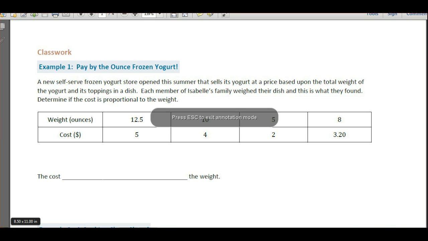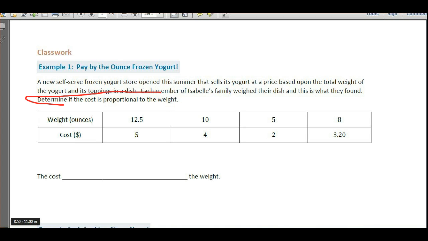Hopefully you saw a pattern, and that's pretty much what we're looking for if we're going to look for something to be proportional. We're trying to determine if cost is proportional to weight in these scenarios. And let's again just make it clear that we're talking about four different people here. Okay, so person one, person two, person three, person four, and these are the different scenarios here.